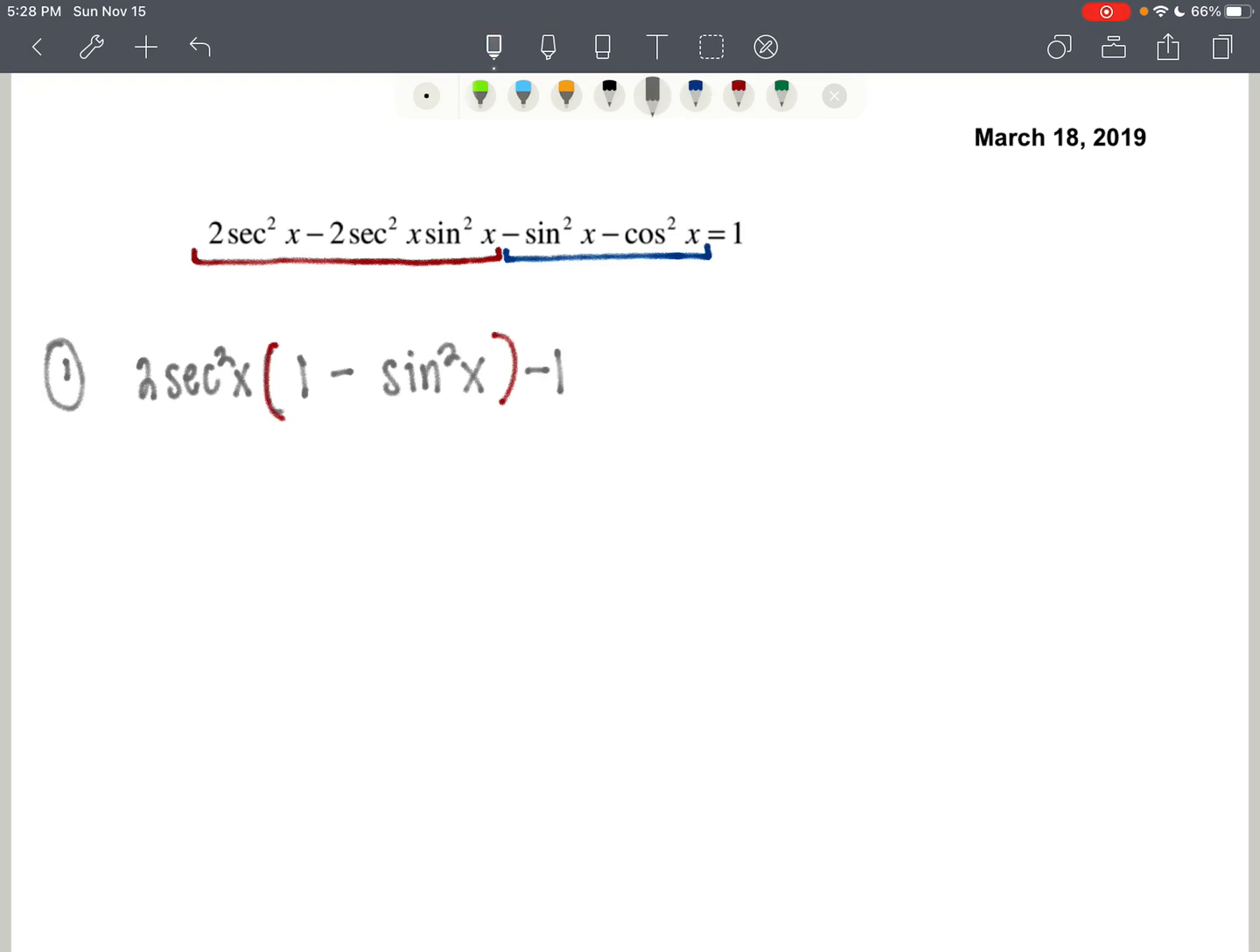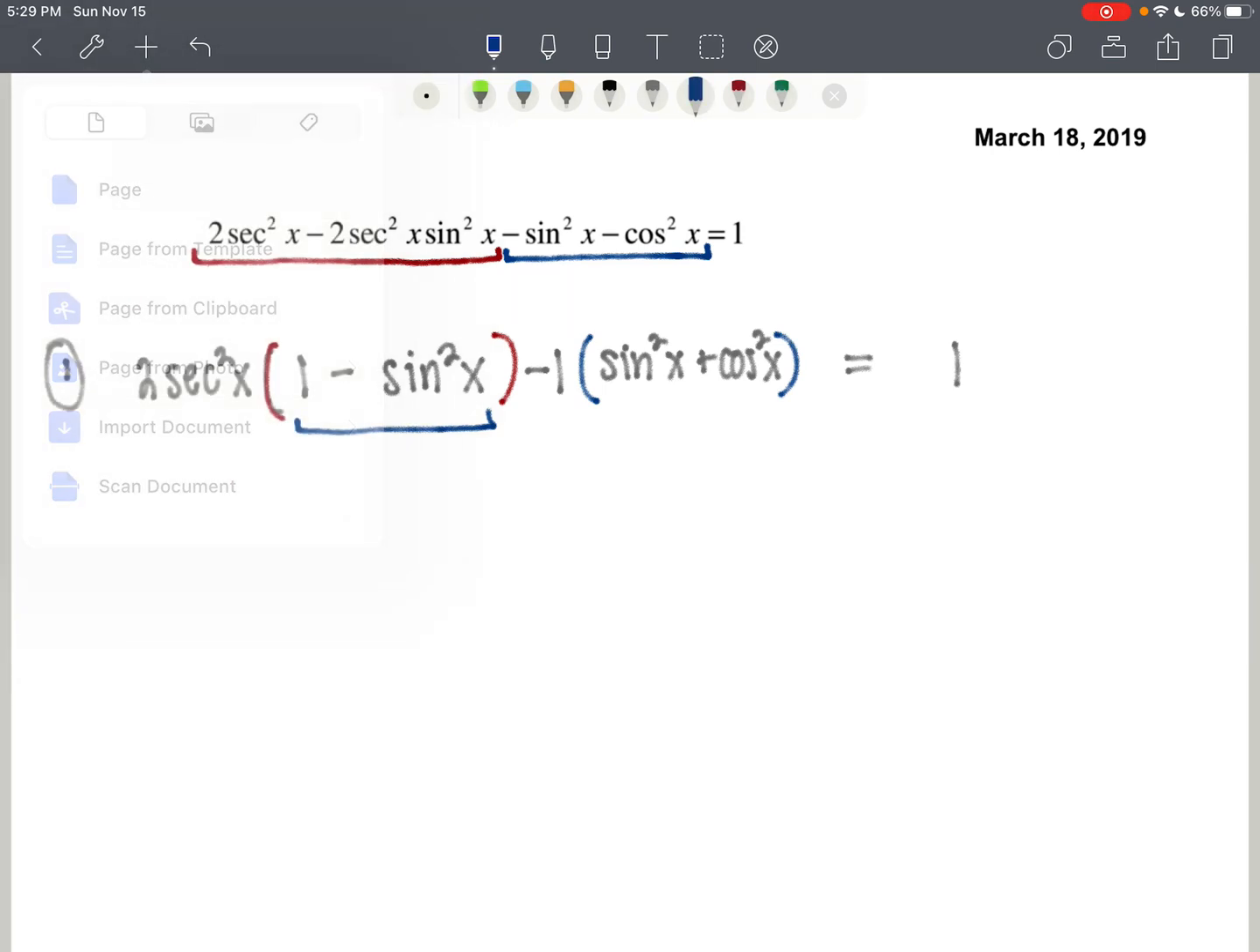Let's do that in white or gray. And then in blue, what's left over? Well, when we factor out the negative, we have sine squared of x plus cosine squared of x. Well, those don't look like the same thing. They don't look like the same thing at all. But they do get us somewhere because 1 minus sine squared, that's cosine squared, right?